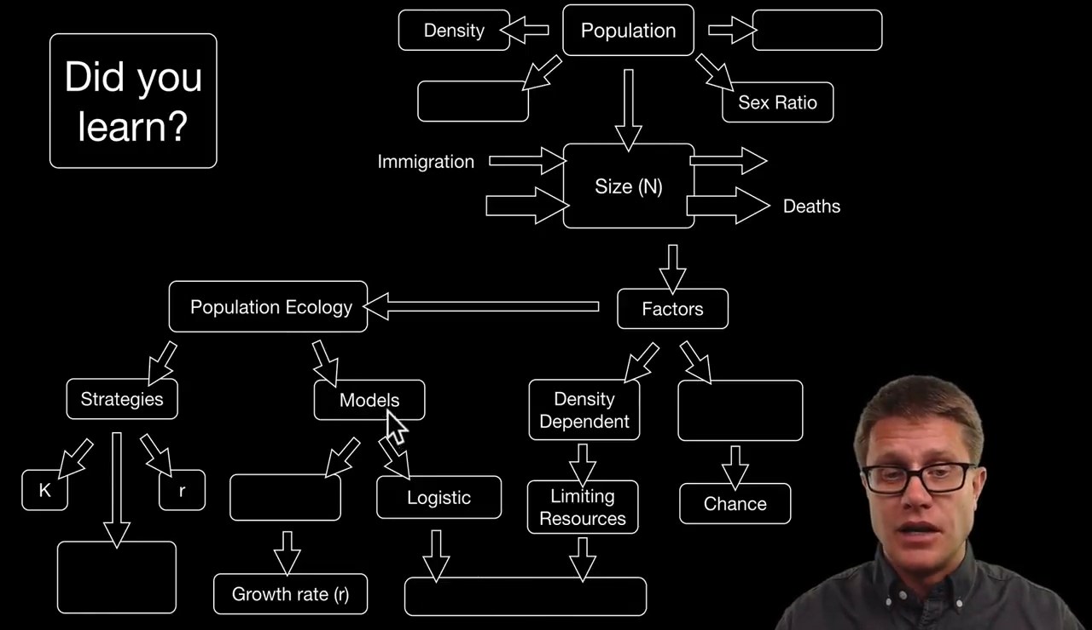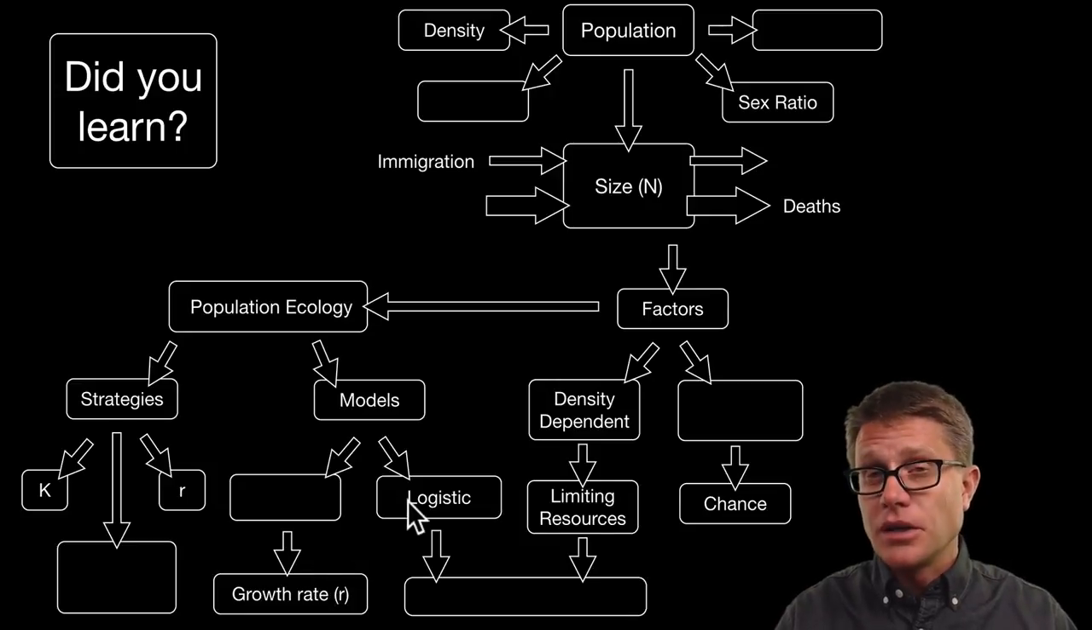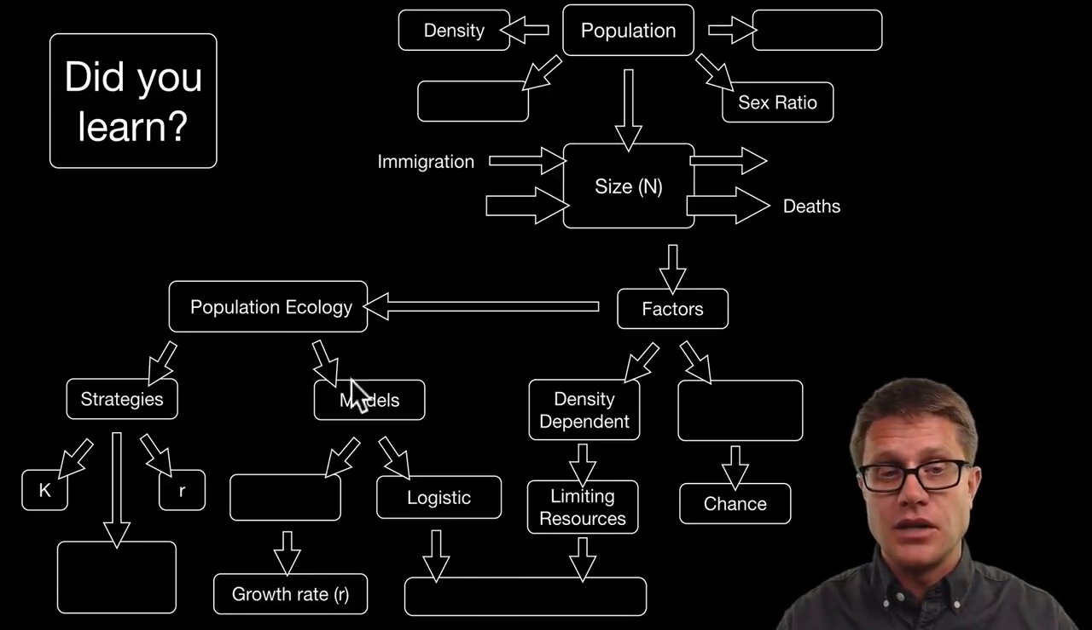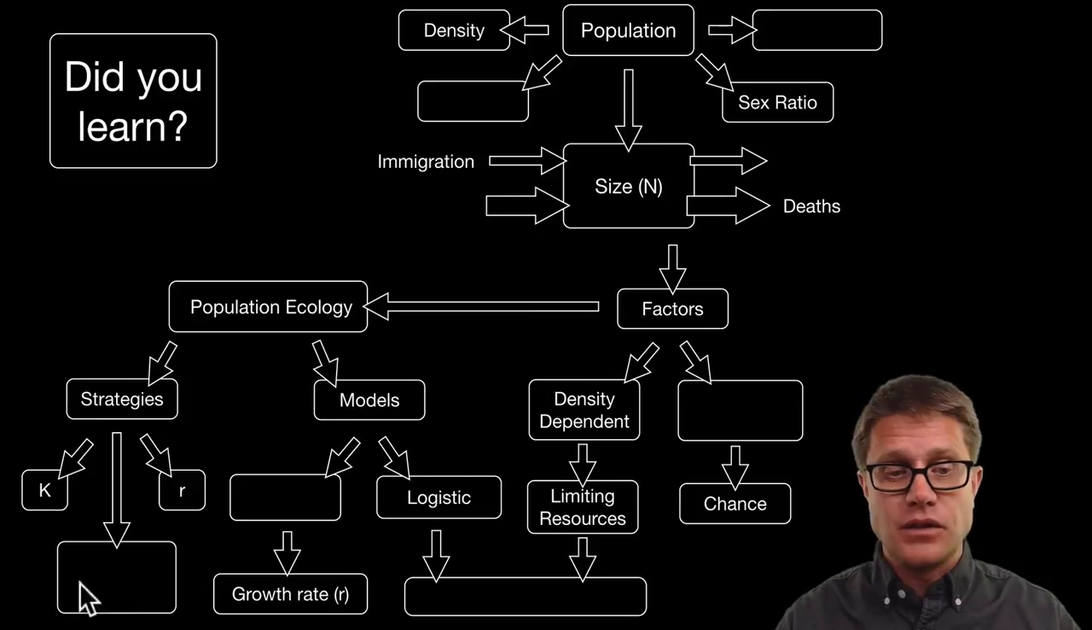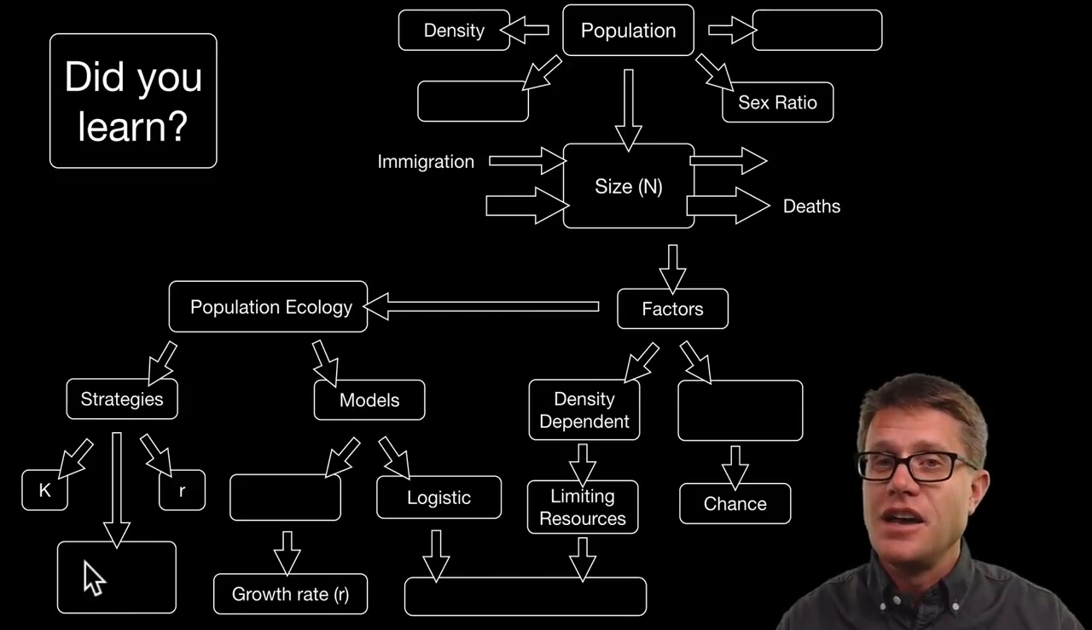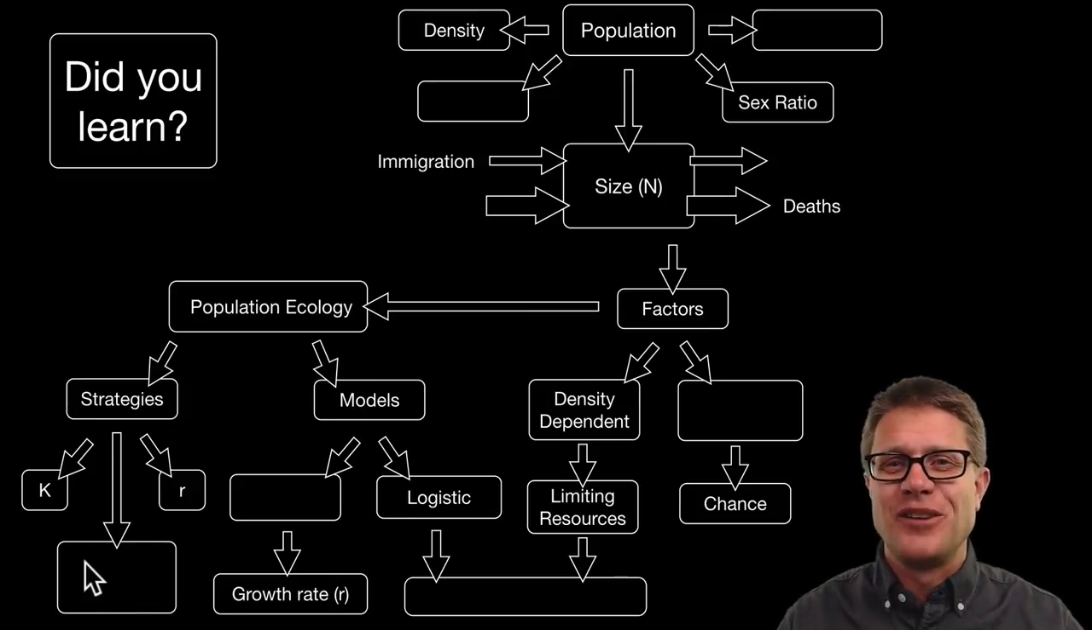We use models to study it. Exponential models are built on the growth rate. Logistic models are also built on the growth rate but include carrying capacity. And then we have different strategies in species: K-selected, R-selected. Remember, we're K-selected. And then we have survivorship curves that we can study to get that. That's a lot. I hope it made sense, and I hope that was helpful.